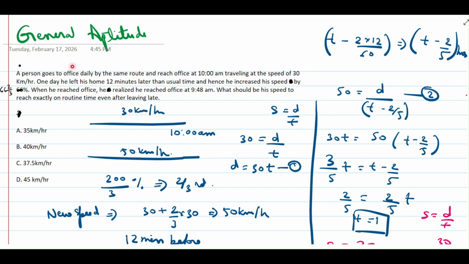First, let me read the first line. A person goes to the office daily by the same route and reaches the office by 10 a.m. traveling at a speed of 30 km per hour. So at 30 km per hour, going by the same route, he reaches at 10 a.m. One day he left home 12 minutes late.